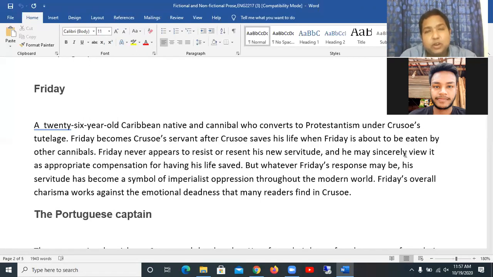He feels that since Mr. Crusoe saved my life, that's why I have to be very much grateful to him always. Gratefulness is not always there with every man, but we see it with Friday, that he was very much grateful to Robinson Crusoe. That's why he never resists anything. Whatever Crusoe ordered him, he was ever ready, and he was ever ready to give his life for saving Robinson Crusoe's life.